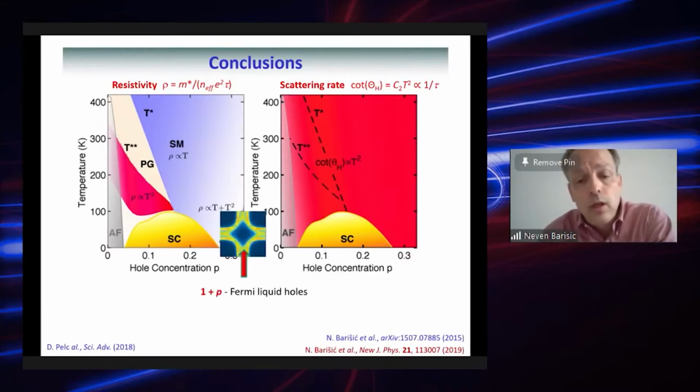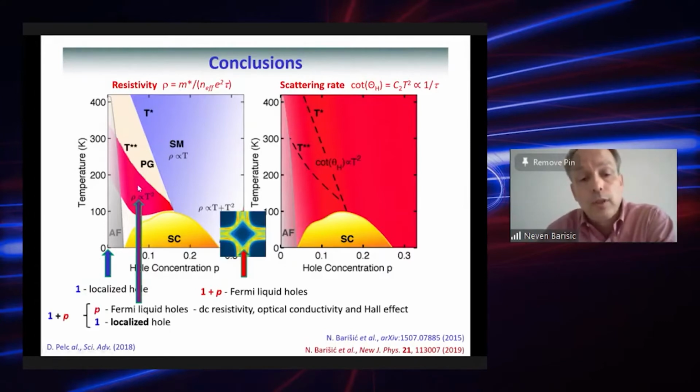What we certainly know for the carrier density is that on the overdoped side we have 1 plus p Fermi liquid holes. What we also know for certain is that the parent compound is an insulator, and it's at half filling, so it's one localized hole. We also firmly established that in the pseudogap regime, we have p Fermi liquid holes from the DC resistivity. You remember, coefficient A2 goes with p. Optical conductivity shows you p. Hall effect shows you p. So that means that in the pseudogap regime, one hole is still localized.